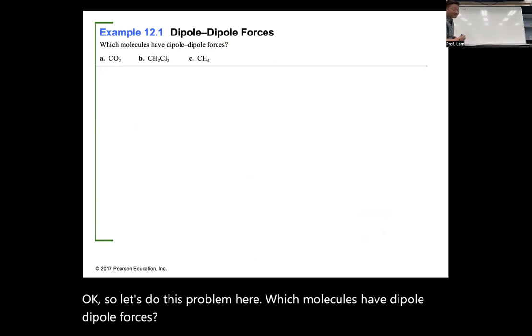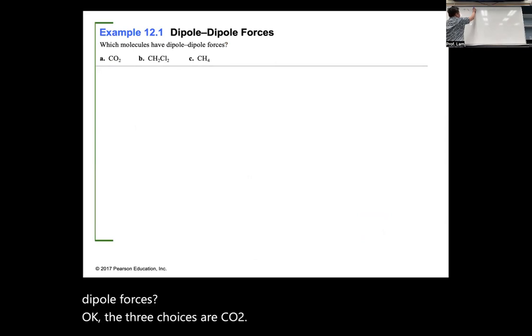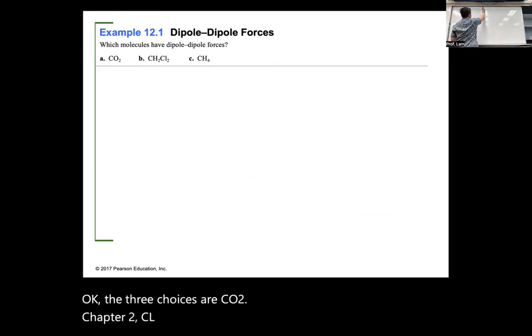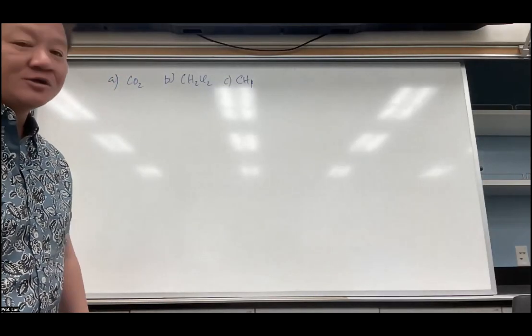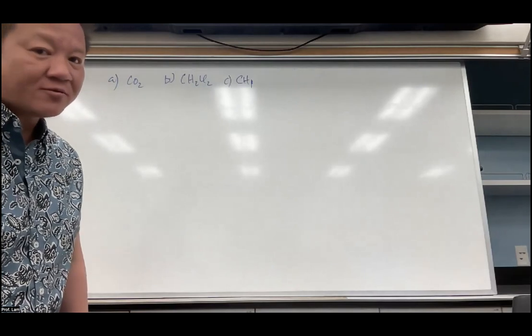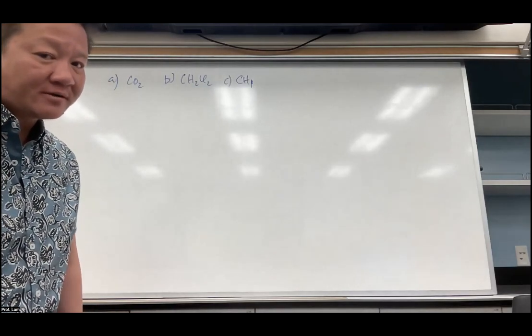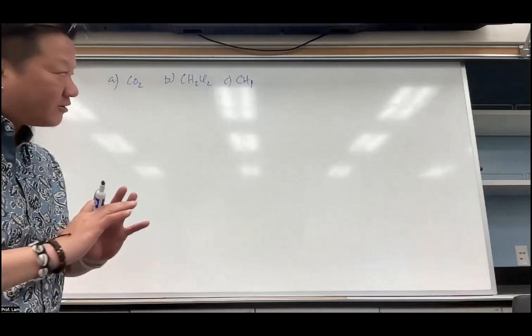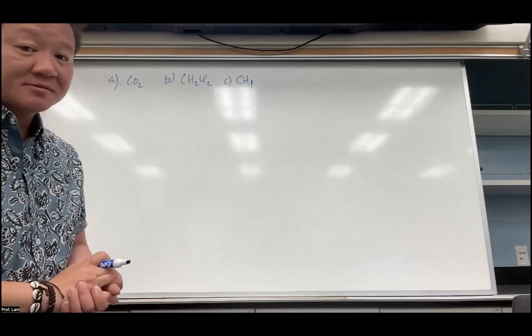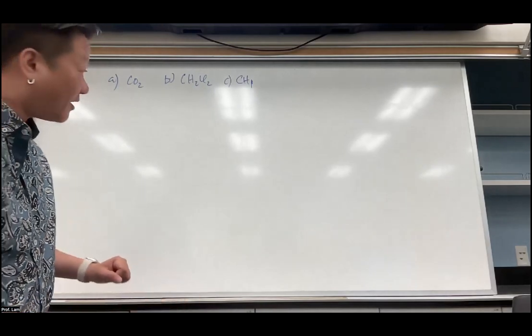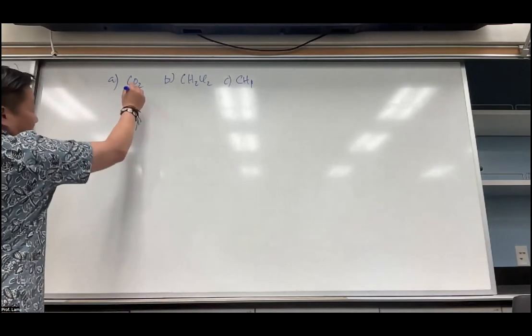Okay, the three choices are CO2, CH2Cl2, and CH4. When you're faced with this question, use what you know. Draw the 3D Lewis structure and figure out whether it's polar or not, right? There's nothing new here. You guys already know how to do this. Now all you have to do is say what IMF it is, okay? So you already know how to draw the 3D.